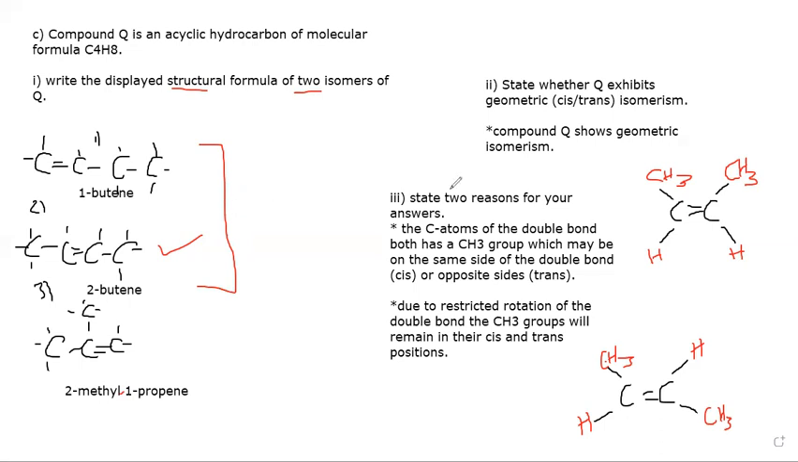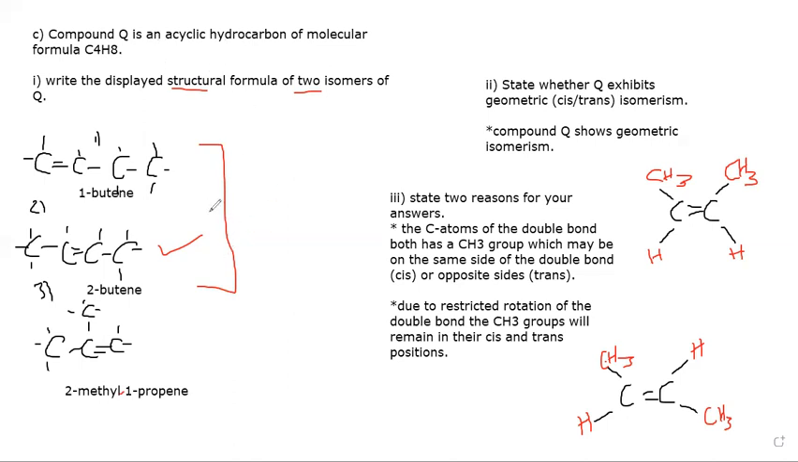All right, so state whether compound Q, well, even if you did not draw it, you should know that compound Q wasn't referring to the two structures that I drew, because all it said was state whether compound Q exhibits geometric isomerism. So you should know that even if you did not draw 2-butene, or test it out to see if it shows it.